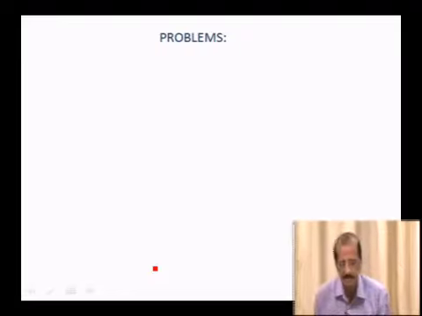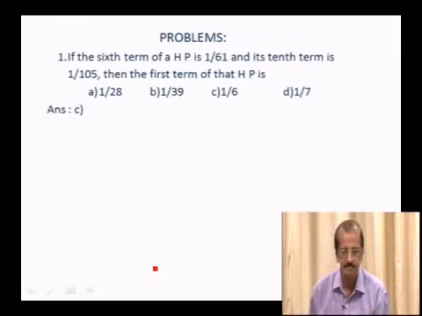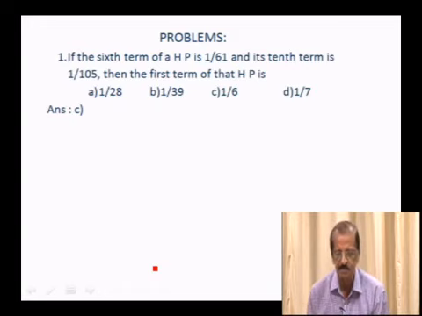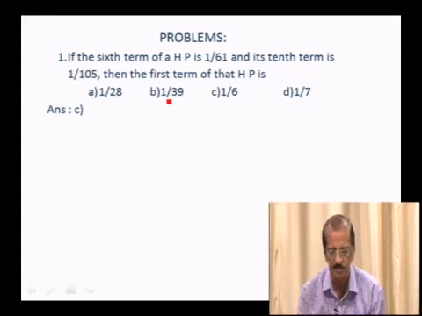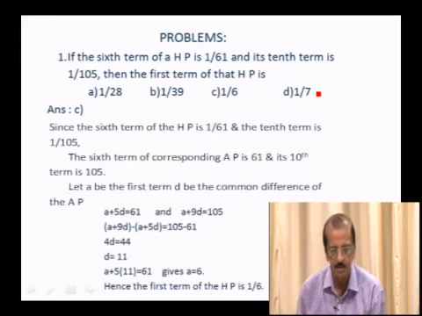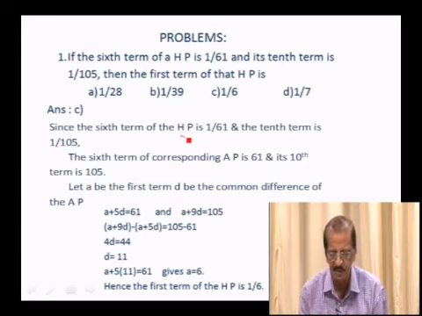Let us look into some problems on HP. If the sixth term of an HP is 1 by 61 and its 10th term is 1 over 105, then the first term of that HP is: 1 over 128, 1 by 39, 1 by 6, or 1 by 7. For the corresponding AP, the sixth term is 61 and the 10th term is 105.